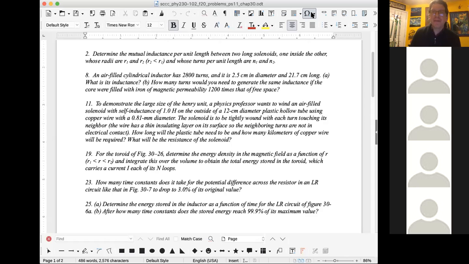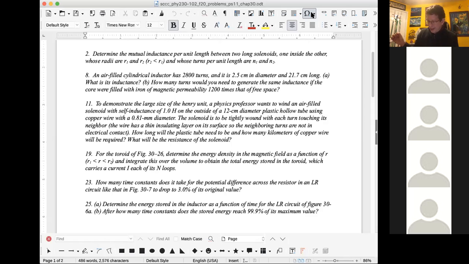The last 2 problems are LR circuit problems. So we have: how many time constants does it take for the potential difference across the resistor in an LR circuit to drop to 3.0% of its original value? Keep in mind, the potential difference across the resistor is equal, from Ohm's law, to the current times R. And here, in this circuit, if you look at figure 30-7, that is on page 791.